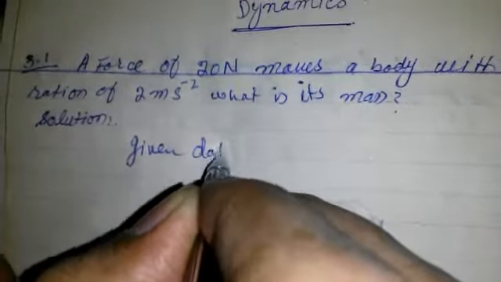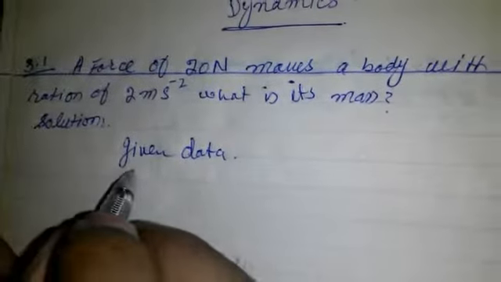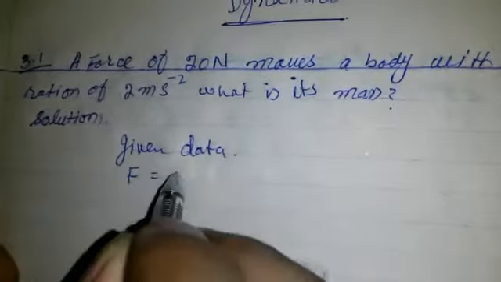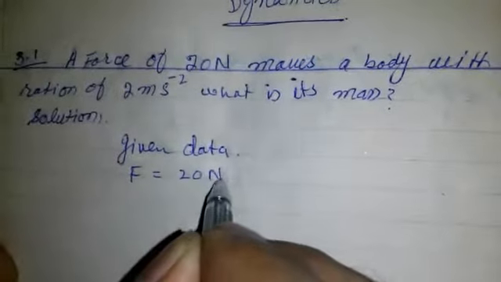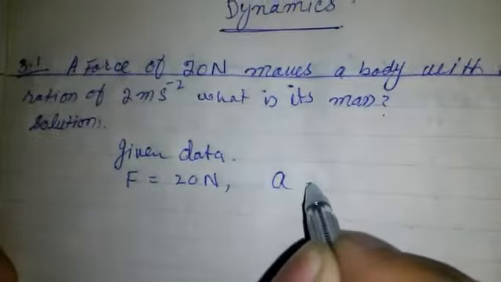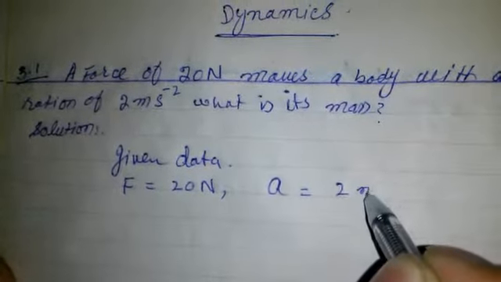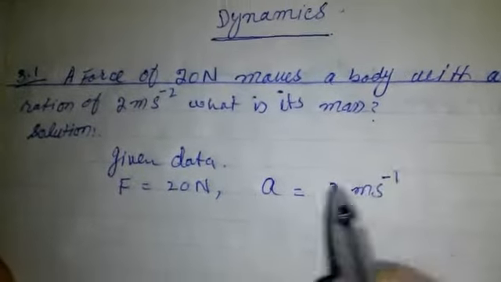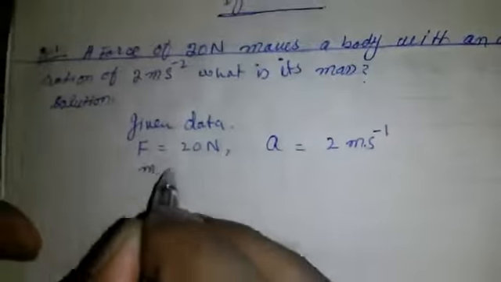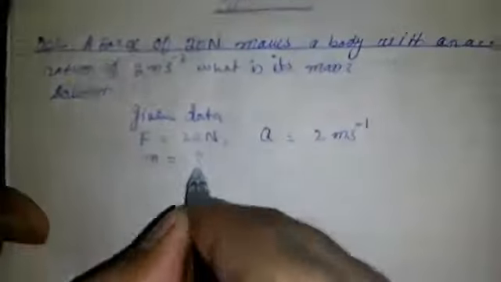Given data, F is equal to 20 Newton, a is equal to 2 meter per second per second, and we have to find the mass required.